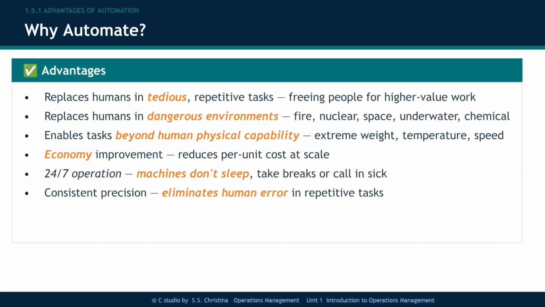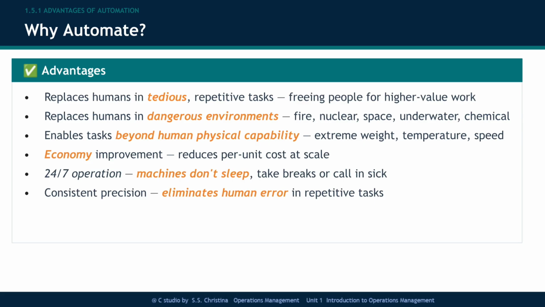Automation has clear, compelling advantages. Let me walk through the key ones. 1. Replacing tedious tasks. If a task is highly repetitive, tightening the same bolt 500 times per shift, automation can do it faster, more accurately, and without fatigue. This frees the human worker for tasks that require judgment, creativity, or interpersonal skill.